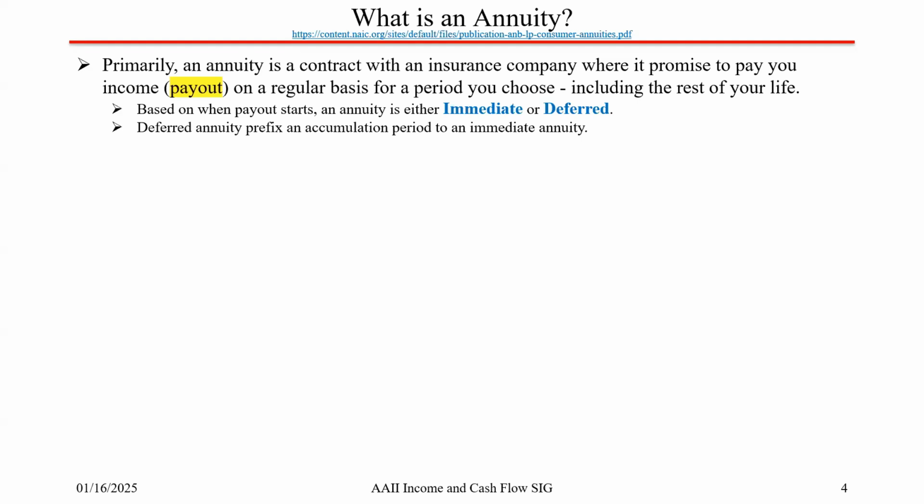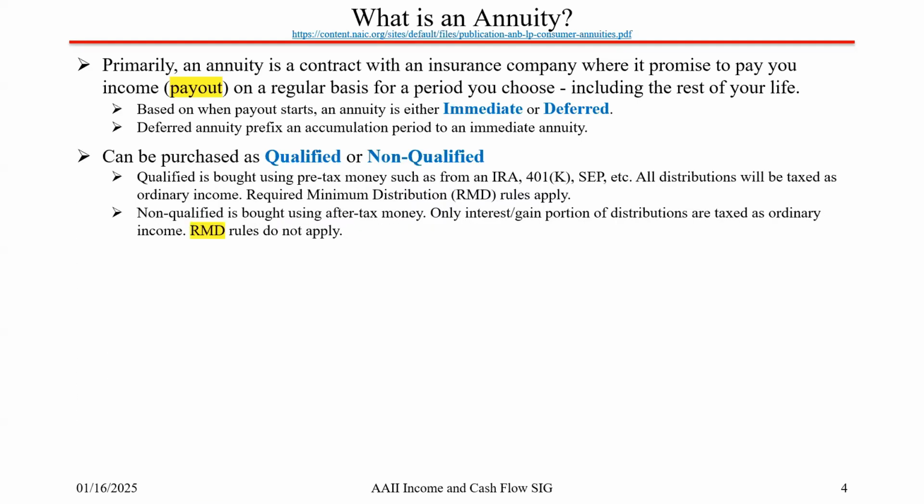Based on when the payout starts, an annuity is either immediate or deferred. You've heard about immediate annuity and deferred. That just means when do you take the money? With a deferred annuity, you give the insurance company money first, and then that money rolls, and then you take payout. That has a so-called accumulation period. So those are the basic terms.